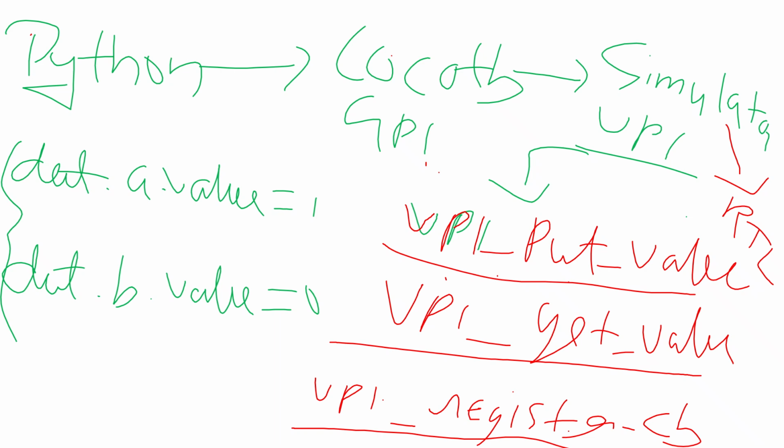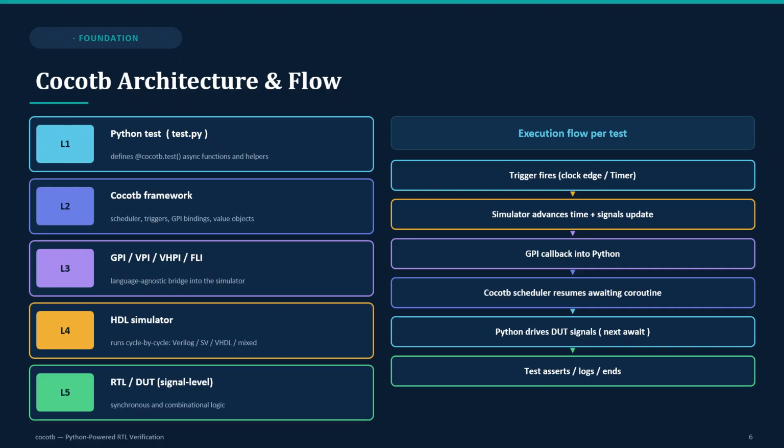Let's see the next slide. See the Cocotb architecture and flow. Python test is at the top. In my test bench, there is a decorator, which is used to mark our coroutine as a test, or register the coroutine as a test. Then the Cocotb framework, then GPI. GPI calls the VPI interface. And finally, the simulator applies the signal on RTL.